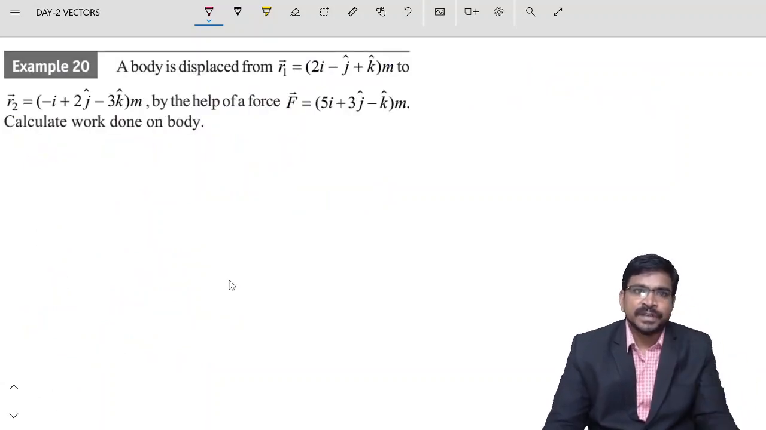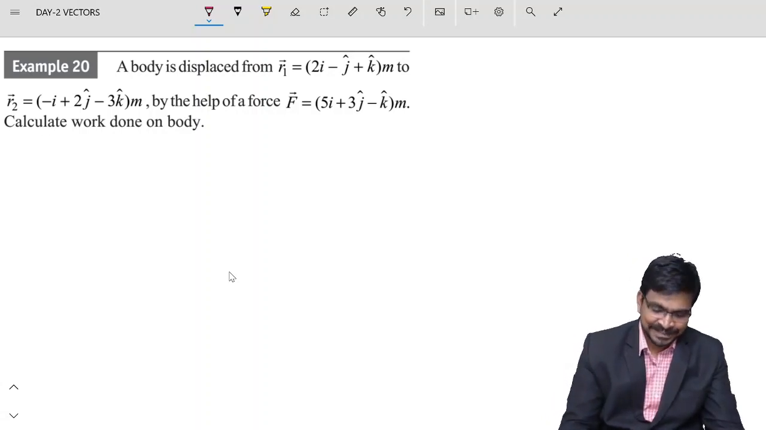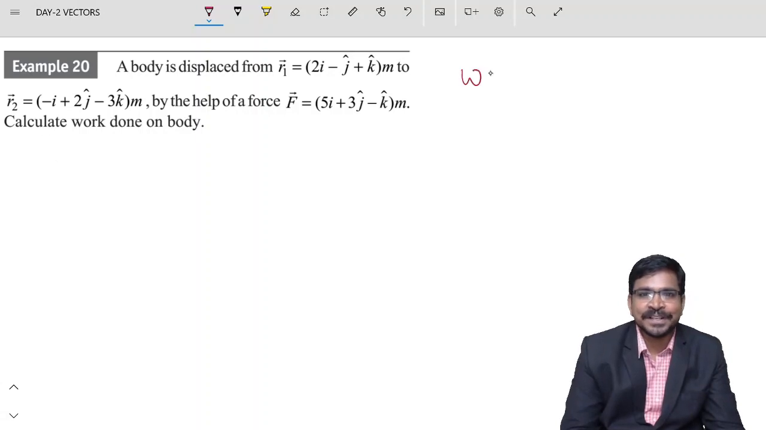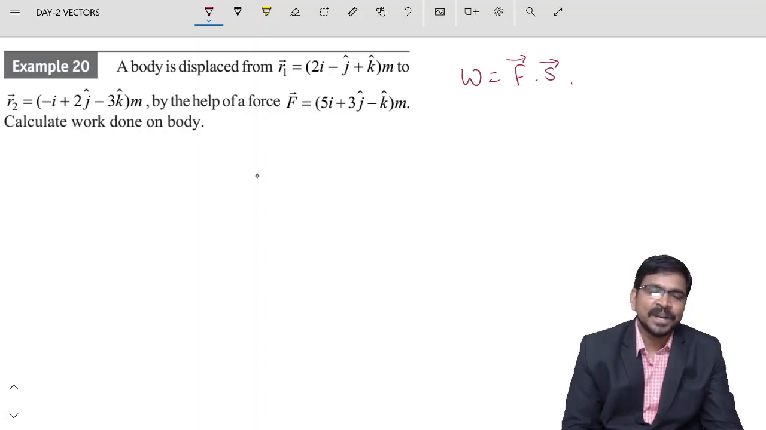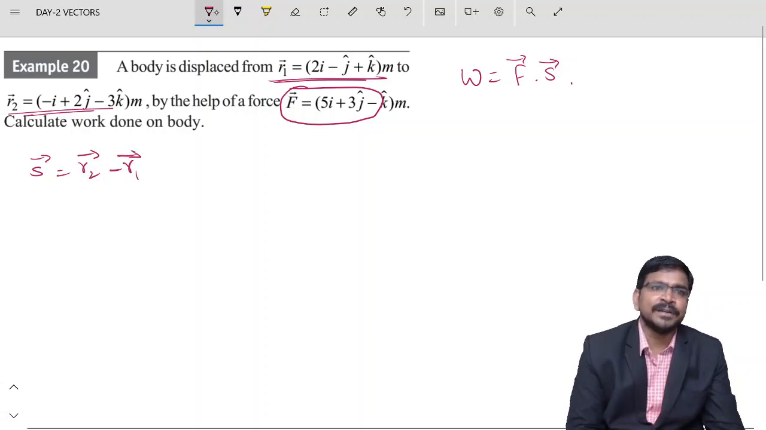R1, R2 is given and we should find the work done. See, what is work done? Just now we have seen work done is the force into displacement. But the displacement is not given directly, only force is given. Here, the first vector and second vector are given. Simple. S is R2 minus R1.